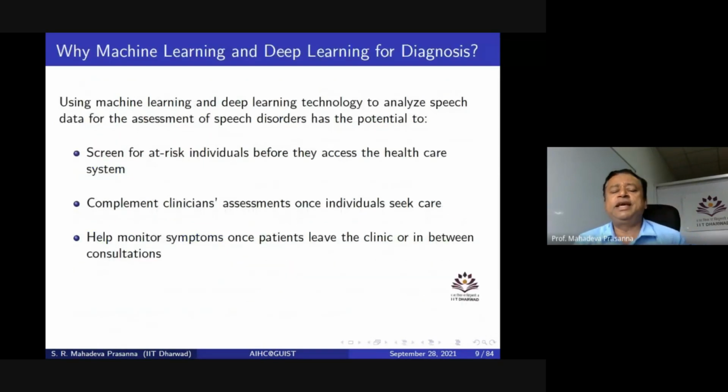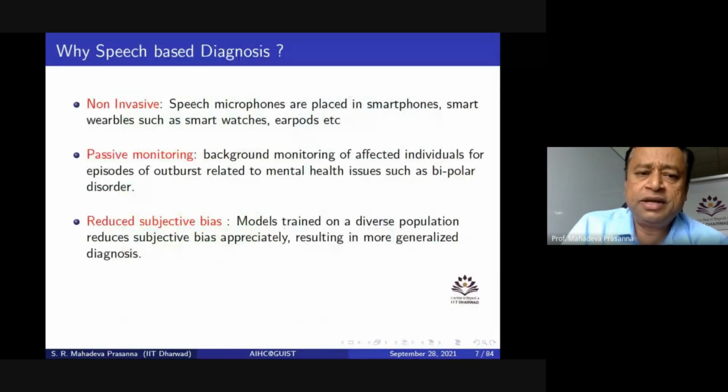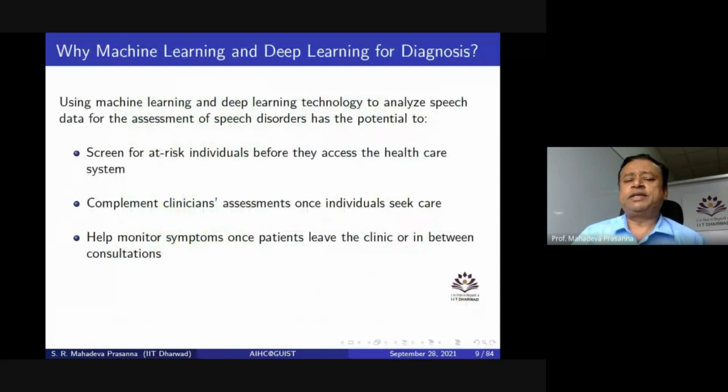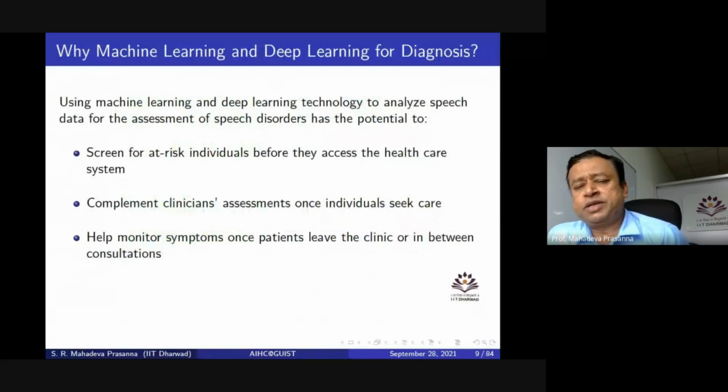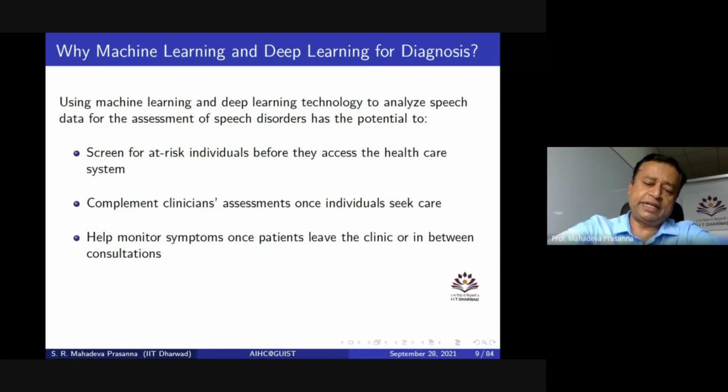So these are some of the favoring factors where we can do speech-based diagnosis, and especially using machine learning and deep learning, we can develop models which can complement the existing solutions. They are not replacements, but they complement the existing solutions.